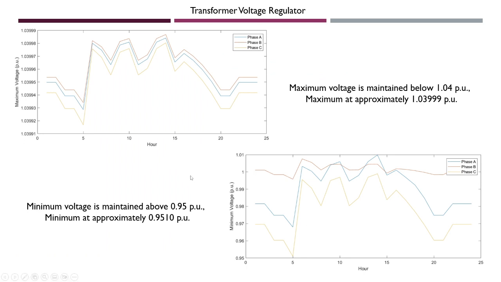The results of the transformer voltage regulators were very successful. The maximum voltage is maintained below 1.04 pu, pretty close. It's 1.03, lots of 9s. So we're getting right up on the edge, but we are not violating, which is great. And then the minimum voltage as well is maintained above 0.95 pu at 0.951. So a good little bit of room for error.